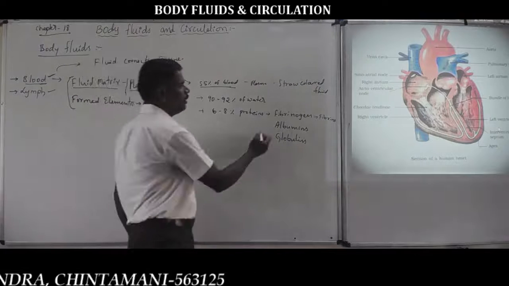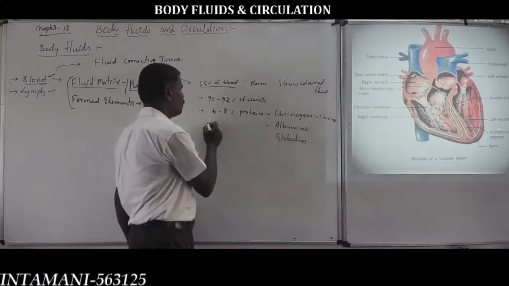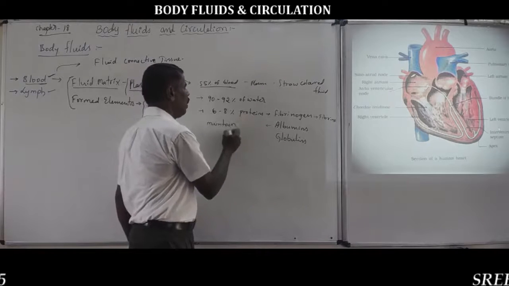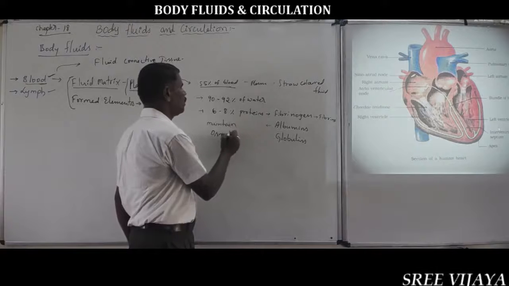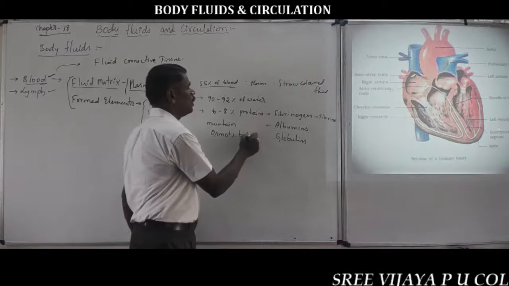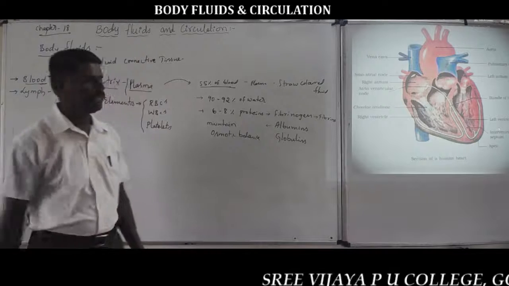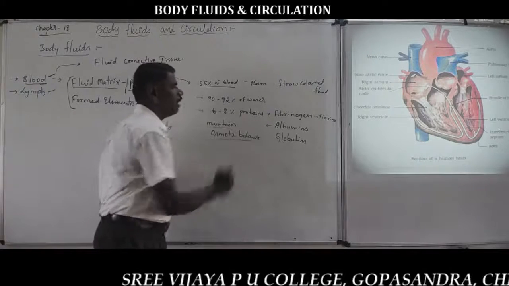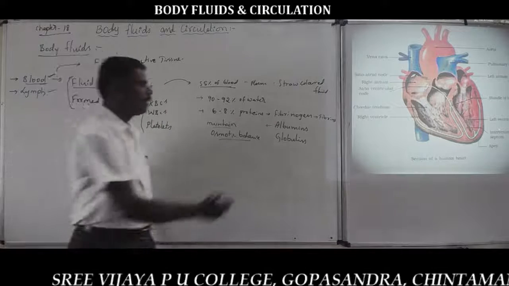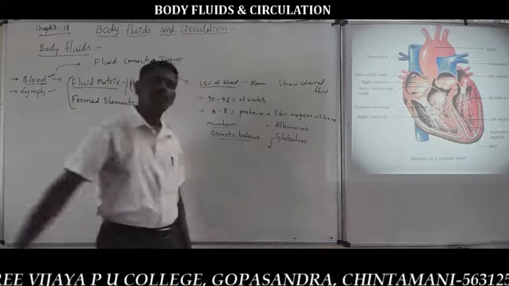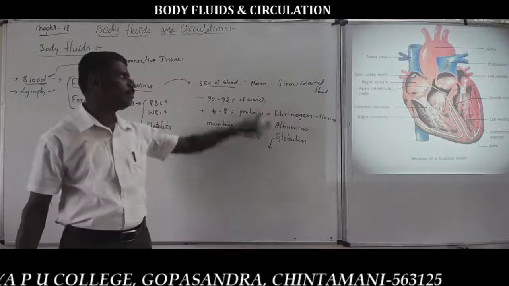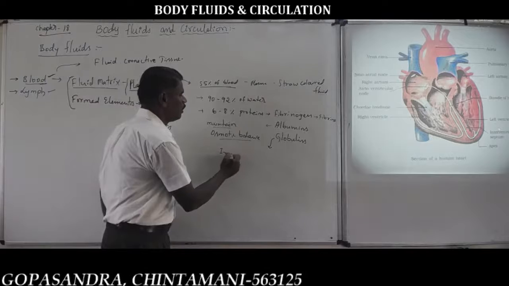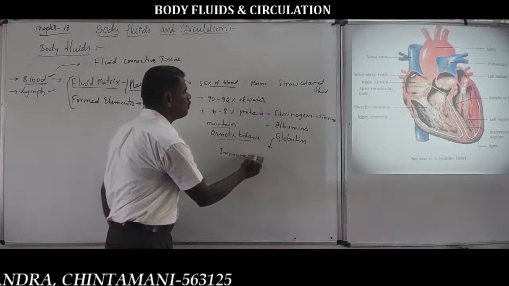The albumins help to maintain the osmotic balance of the blood. Globulins, another important protein present in the plasma, are involved in the immune response of the body.